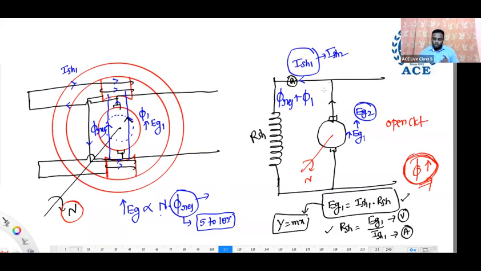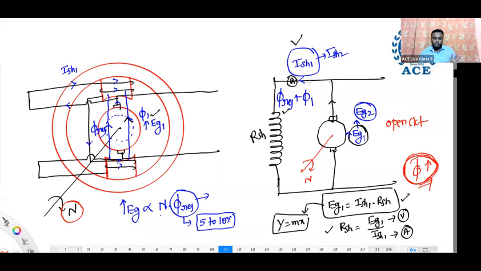Properly means whatever EMF is induced initially, Eg1, due to residual flux, that is causing a current ISH1. That ISH1 should flow in the field winding such that it produces a flux phi1 in the same direction as the residual flux. Then only voltage builds up.